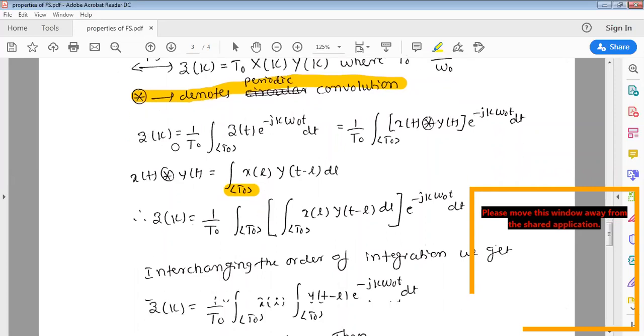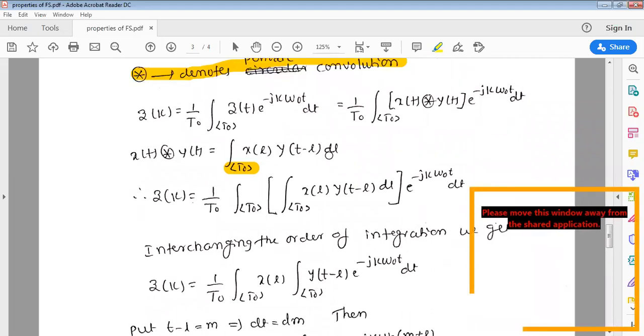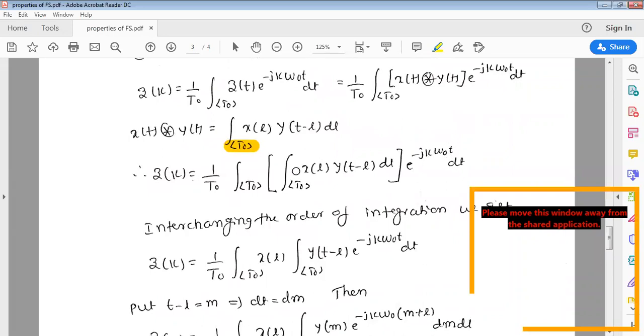I'll take the equation z of k is equal to 1 by T naught, integral for a period of T naught, z of t e power minus jk omega naught t dt. Z of t is nothing but x of t convolved with y of t, that is integral for a period of T naught x of L into y of t minus L dL, into e power minus jk omega naught t dt. I have written the entire term. Substitution is okay.